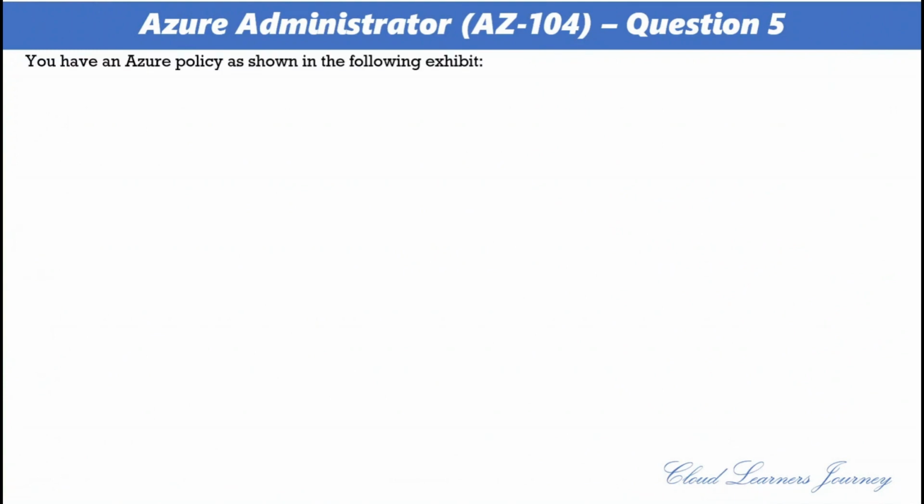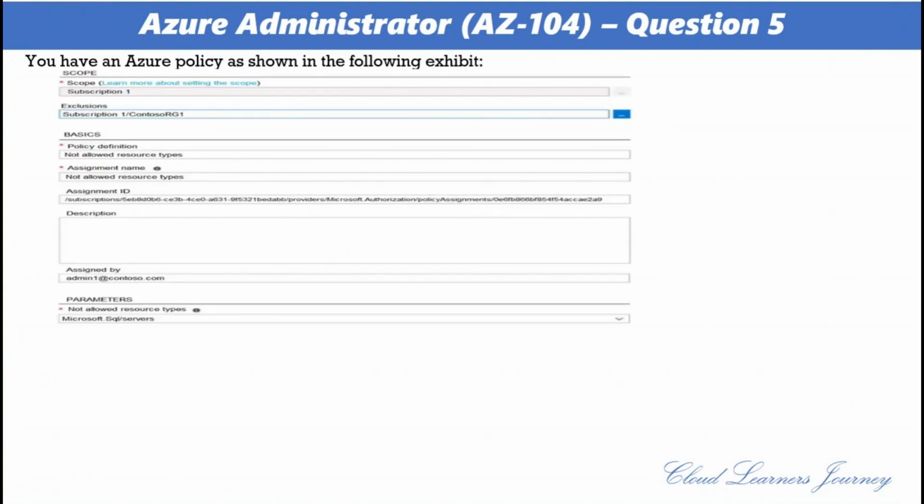Next, question number 5. You have an Azure policy as shown in the following exhibit. We have the exhibit below. The scope is Subscription 1 and the exclusion is Contoso RG1 in Subscription 1. Policy definition: Not allowed resource types. Assignment name: Not allowed resource types. Assigned by admin1 at contoso.com. Parameters: Not allowed resource types is Microsoft.SQL/servers. What is the effect of the policy?